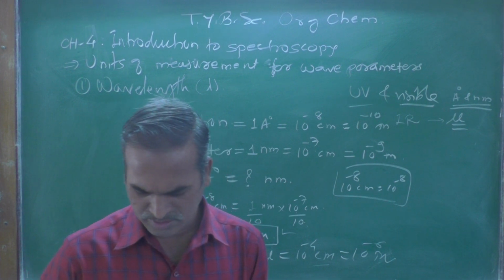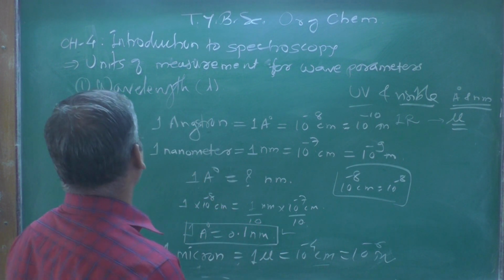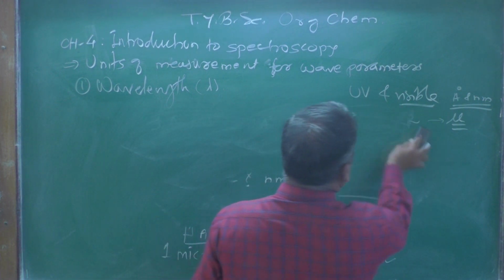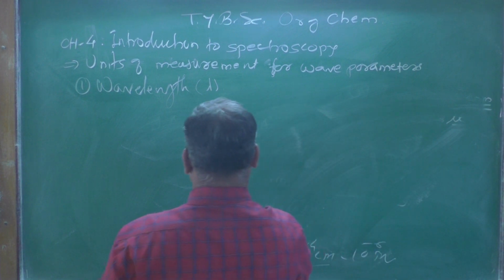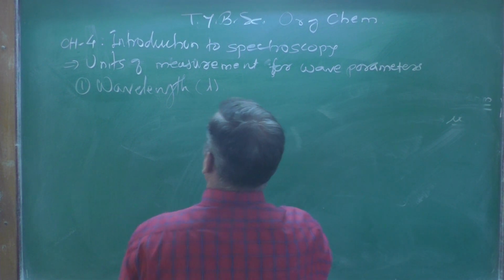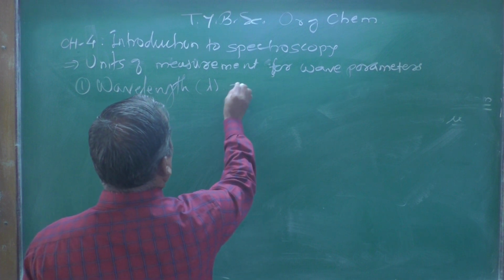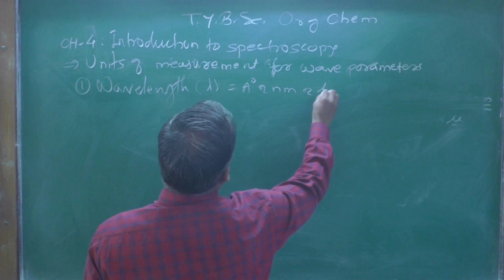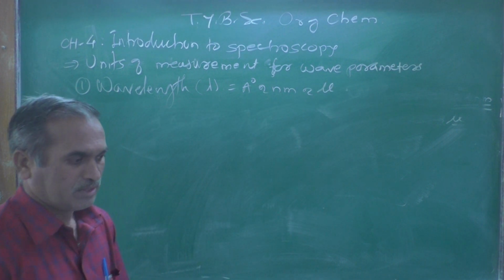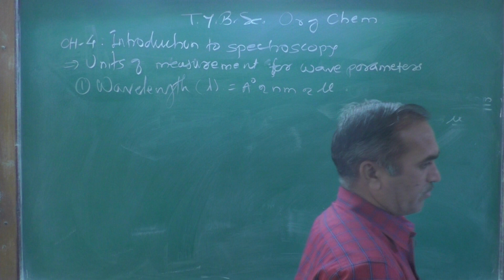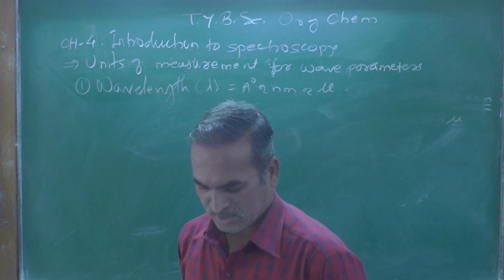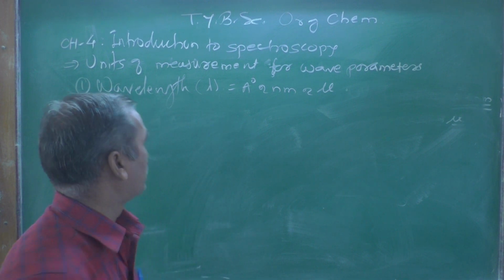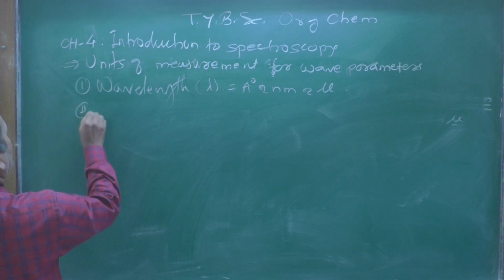Now let us discuss the second parameter. Just now we have seen that the unit for wavelength can be angstrom, nanometer or micron. These are the different units in the different spectroscopic techniques. Then the second one will be the frequency.